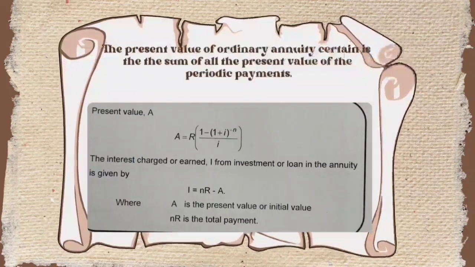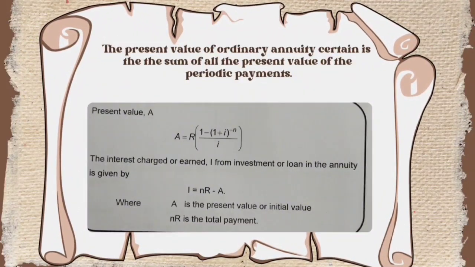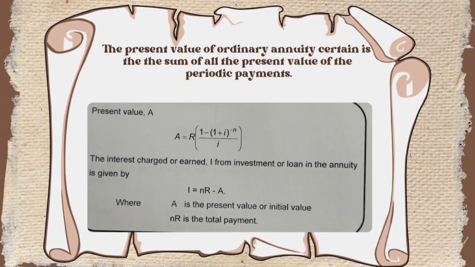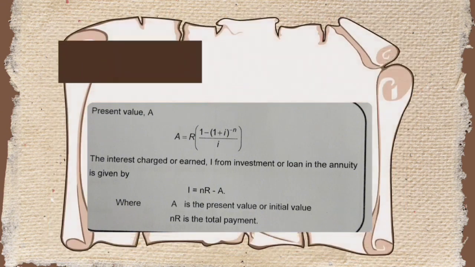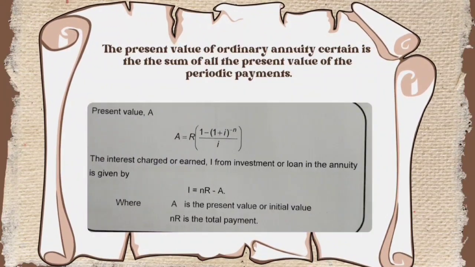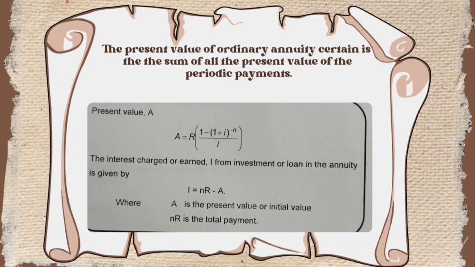The present value of ordinary annuity certain is the sum of all the present value of the periodic payment. Present value A equal R[(1 - (1 + i)^-n) / i]. The interest charged or earned I from investment or loan in the annuity is given by I equal nR minus A, where A is the present value or initial value and nR is the total payment.